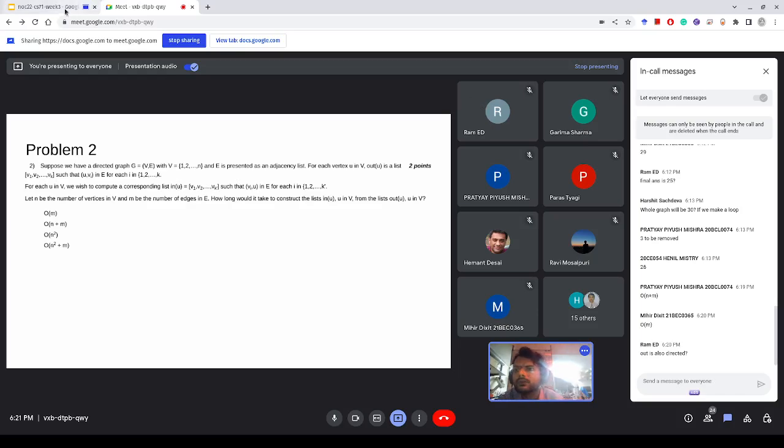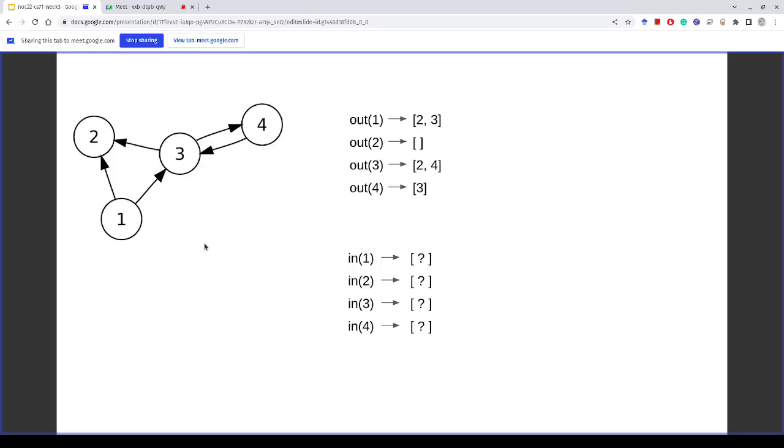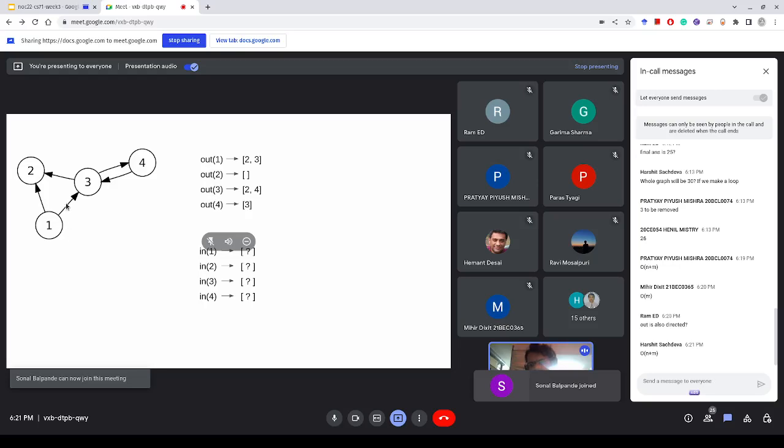Okay, so let's see the same question on a small exemplar graph. Let's say you have this graph given. It has 4 vertices and there are directed edges going out of each of these vertices. So the outlist here would be out 1. If you see this vertex 1, it has 2 edges going outwards towards 2 and 3. So out 1 basically would be just 2 and 3.